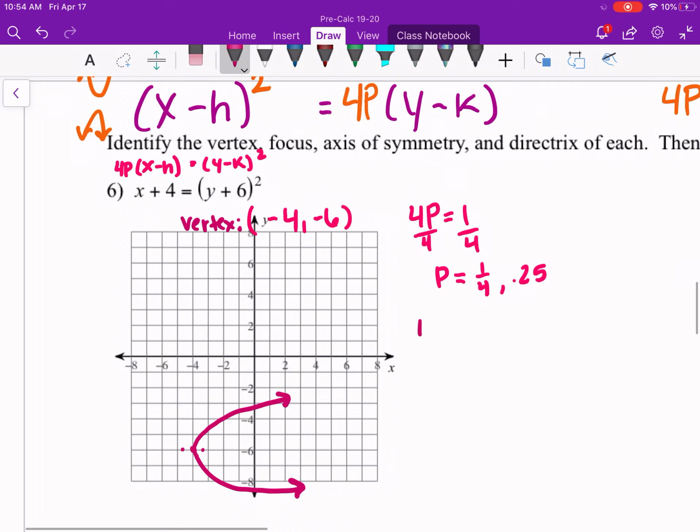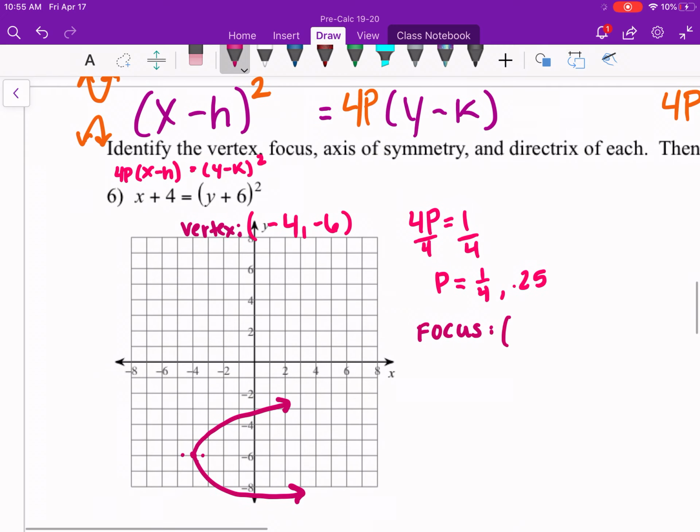So I'm going to say that my focus, depending on how your parabola is oriented, is either going to share the x coordinate or the y coordinate. Since my parabola is horizontally oriented, you can see that my focus shares the y coordinate, but the x coordinate changes. And so if I went 0.25 to the right, that means my x coordinate is -3.75, but my y coordinate is still at -6 because you can see they're in line. And then my directrix is a line that's P behind the parabola.